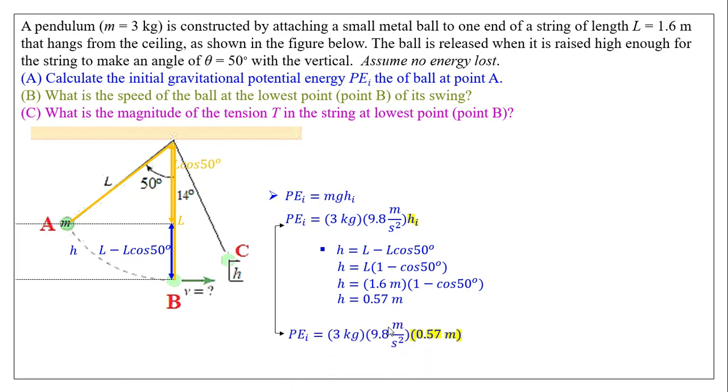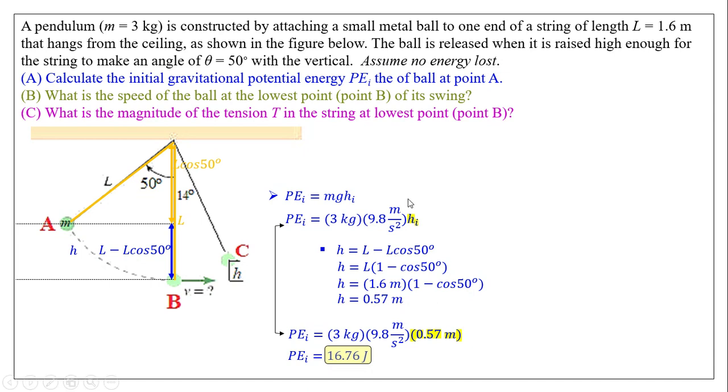So that's going to help us find the answer for part A, okay? Because now that we have HI, we can just plug it back into PE. So PE once again being 3 times 9.8 times HI here being 0.57, and if you punch it in your calculator, your potential energy initially is 16.76 joules. All right, that's that. Let's do part B.